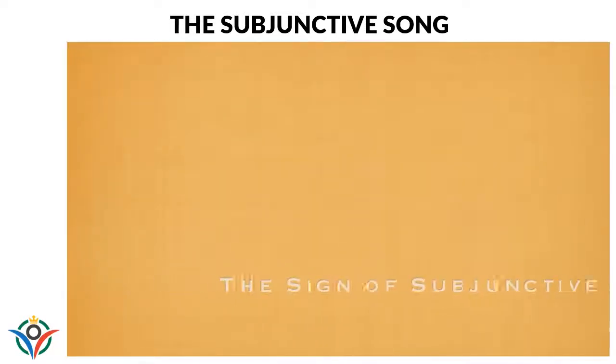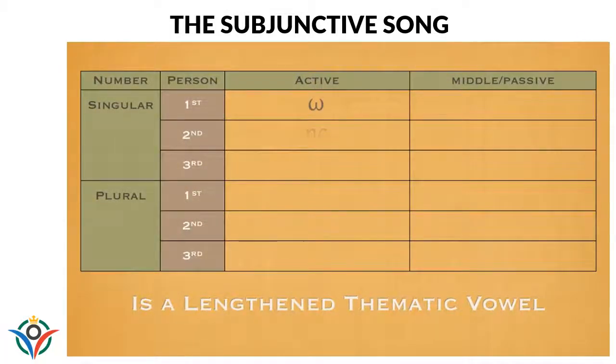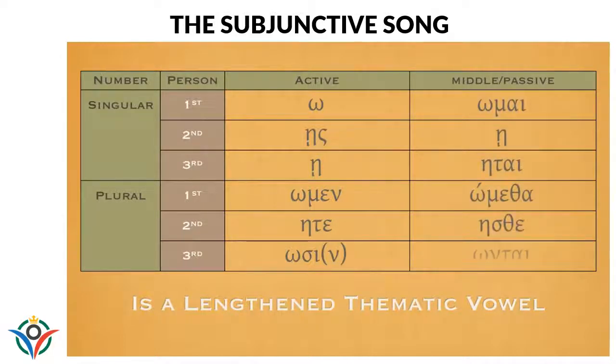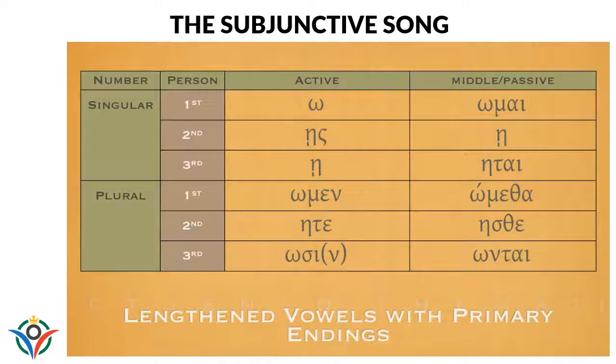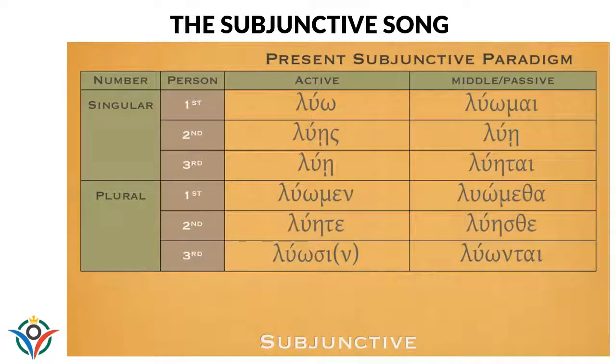The sign of subjunctive is a lengthened thematic vowel: ō, ēs, ē, ōmen, ēte, ōsin, ōmai, ē, ētai, ōmetha, ēsthe, ōntai. Lengthened vowels with primary endings: subjunctive.